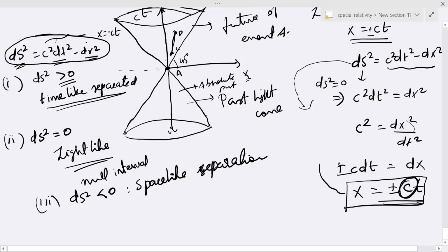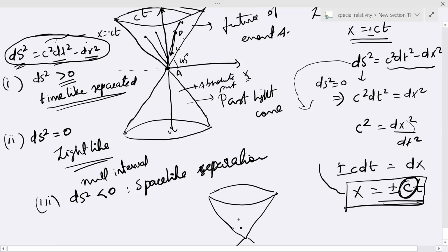That's why we call this the absolute future of A. This is an absolute thing. Okay. Corresponding to A, all events inside this light cone are time-like separated from A. So all events in the future light cone of A are time-like separated from A. All right. So I'm just going very quick here, but if you have any doubt, you can just ask. If you ask, it's easier for me to explain.